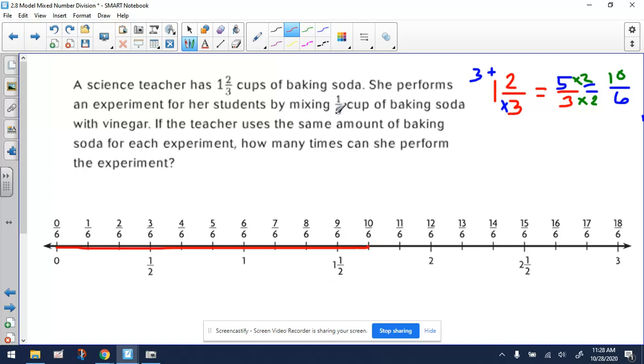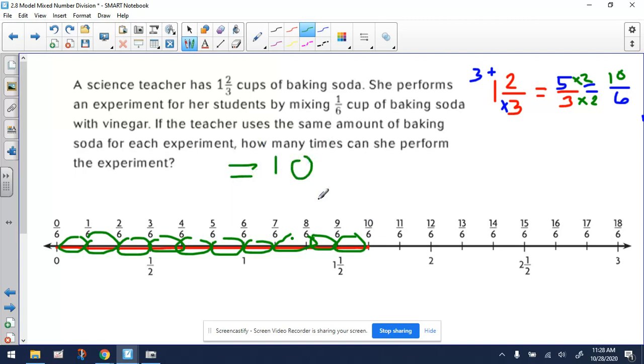And we want to see how many groups of 1/6 we have on this red line. Here's a group of 1/6 right here. There's 1, 2, 3, 4, 5, 6, 7, 8, 9, 10. There's 10 groups of 1/6. So we know the answer is 10.